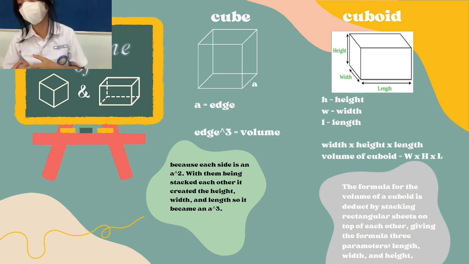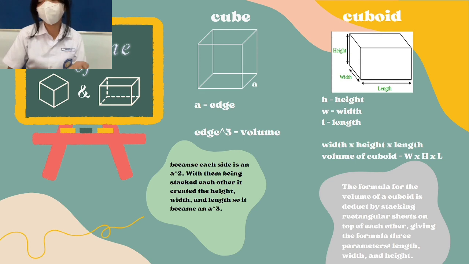How to find the volume of a cuboid then? We multiply width, height, and length. The formula for the volume of a cuboid is derived by stacking rectangular sheets on top of each other, giving the formula three parameters: length, width, and height.